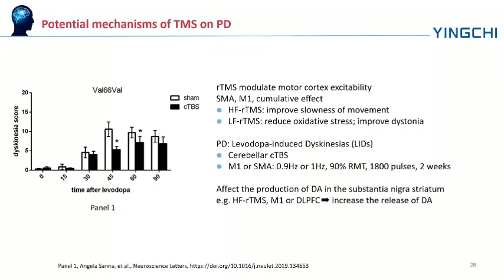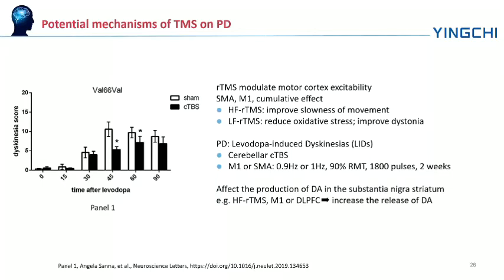The potential mechanism of TMS on PD may be that rTMS can modulate motor cortex excitability. High-frequency rTMS may improve the slowness of movement, and low-frequency rTMS may reduce oxidative stress or improve dystonia. We have mentioned before that the deficit of DA is important to PD. So some people may take levodopa, and it may cause levodopa-induced dyskinesias, and TBS can help in LIDs. You can see in this graph that cerebellar cTBS can help in levodopa-induced dyskinesias, or low-frequency rTMS over the M1 area or SMA area.